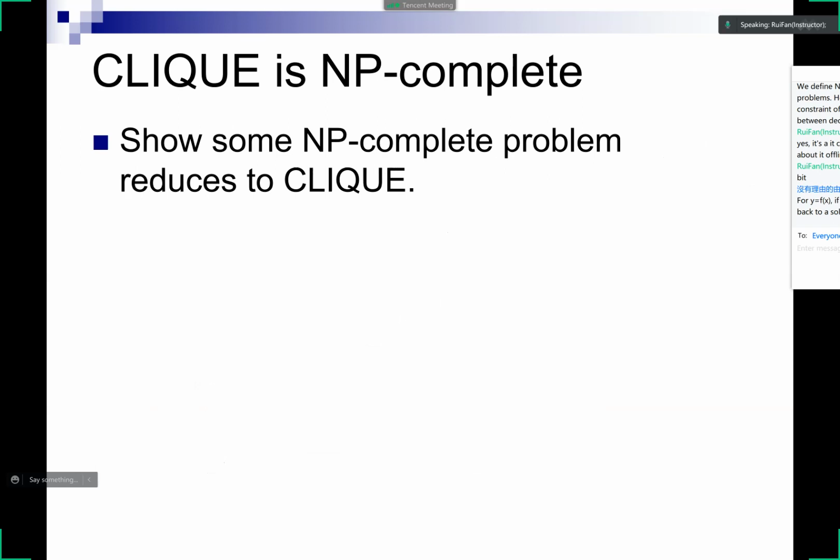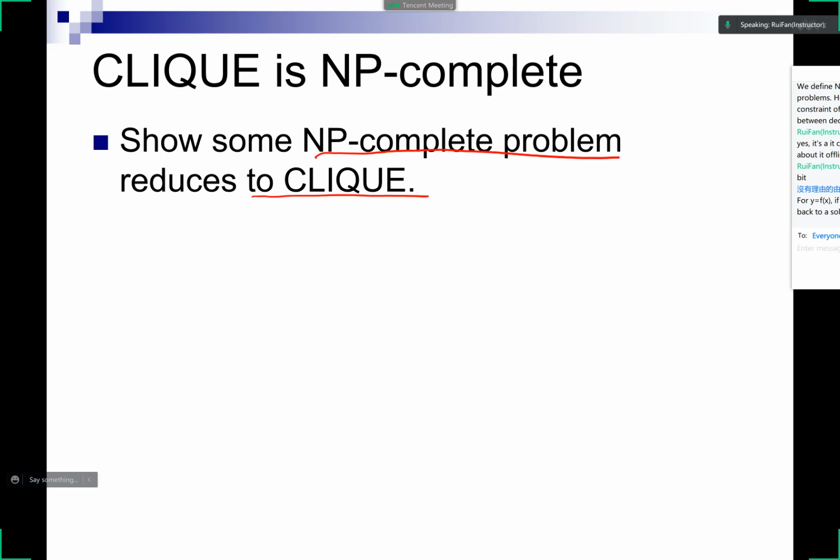The hard part is to show that all NP problems reduce to clique, and we're not going to do it this way. If you want to prove clique is NP complete directly, you would have to show that all NP problems reduce to clique, and that's hard because there are many NP problems. So instead, we're going to do it the indirect way, which we just talked about: we're going to take some other NP complete problem and reduce it to clique.